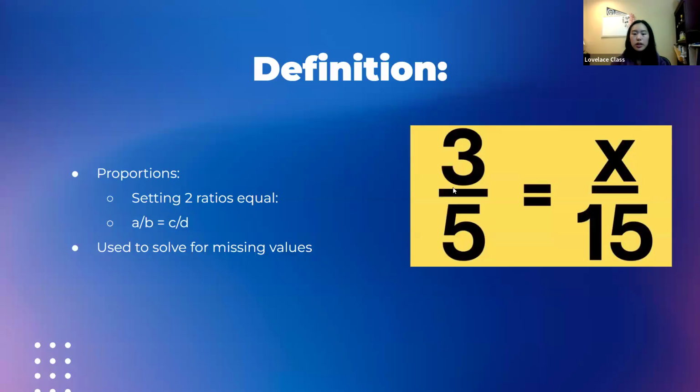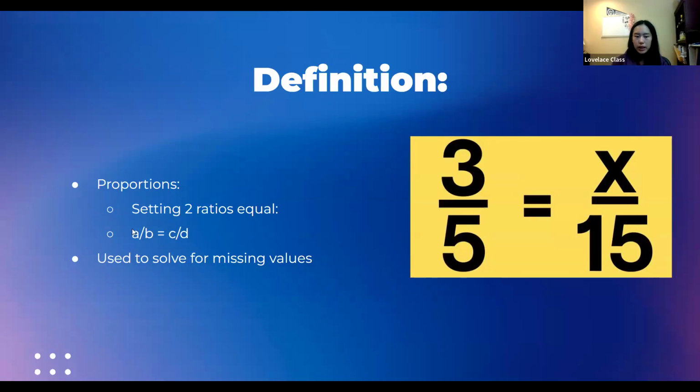So then we'll go to proportions. It's kind of short, but proportions is just setting two ratios equal. A lot of things online will say this is A over B equals C over D, and A, B, C, and D are just integer numbers. And you use proportions a lot when you're trying to solve for a missing value.